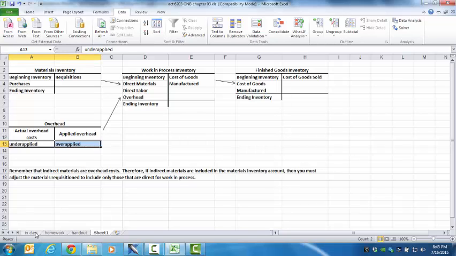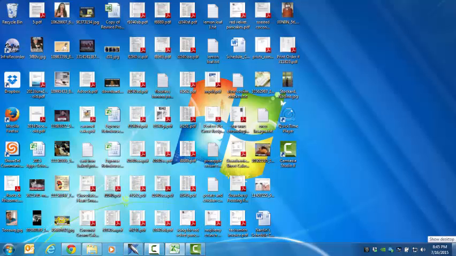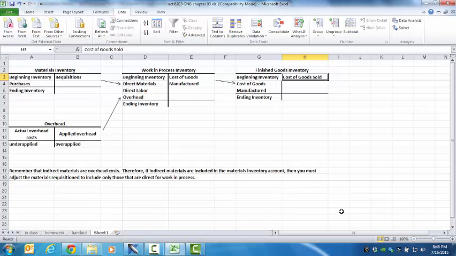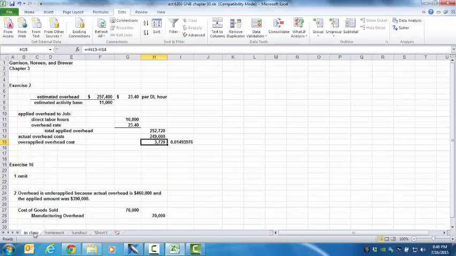But there are those who justify doing that all to cost of goods sold on the basis of simplicity, and it's not really going to matter. After all, will a $1,000 variance make a difference to a $10 million operation? That would be no. So exercise 16 wanted us to deal with these two schools of thought.